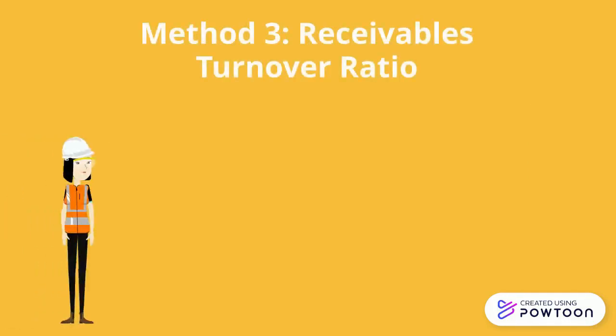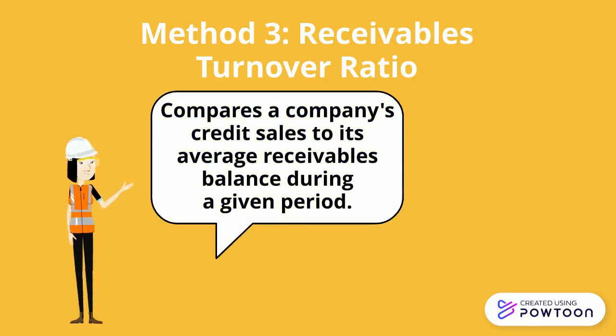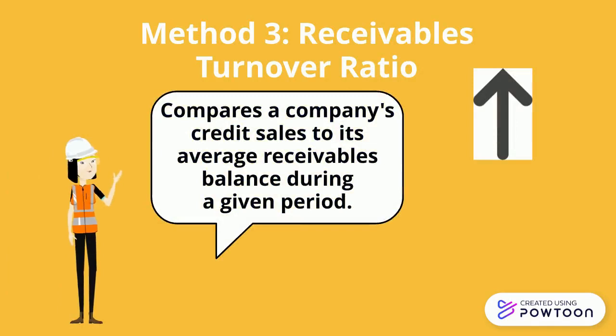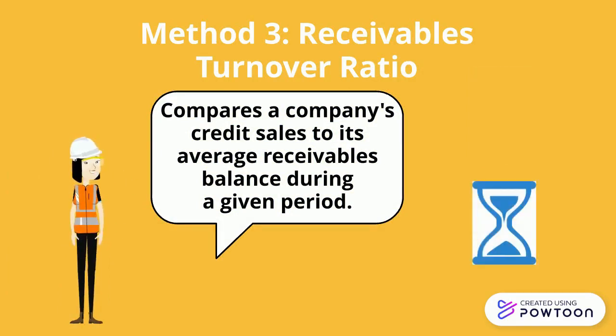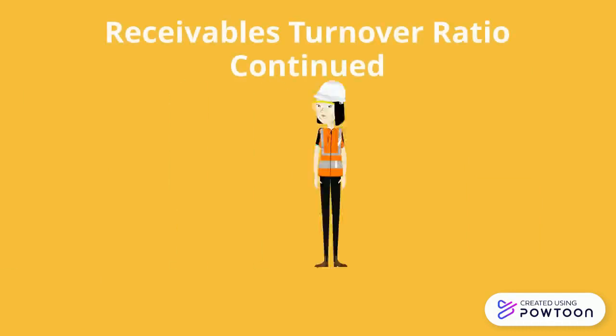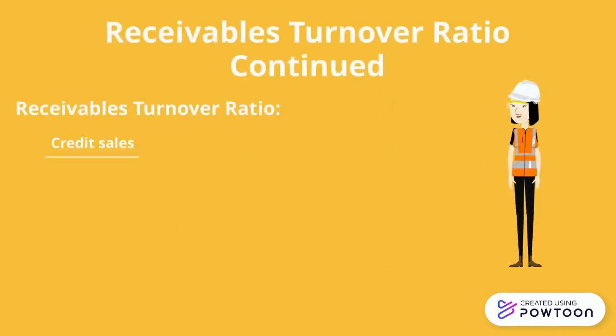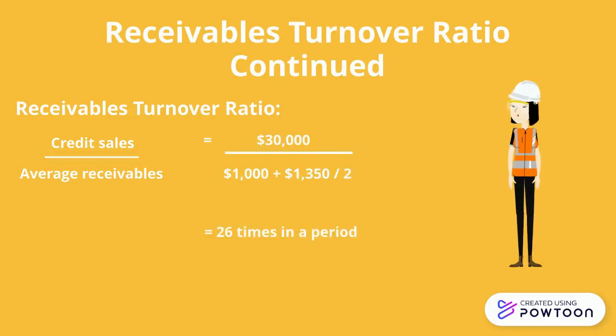This method compares a company's credit sales to its average receivables balance during a given period. The higher this ratio is for Molly's construction company, the longer it takes her to collect these receivables. If Molly divides her credit sales by her average receivables, it is evident that she has an approximate receivable turnover ratio of 26. This means that Molly collects her receivables approximately 26 times in a period.